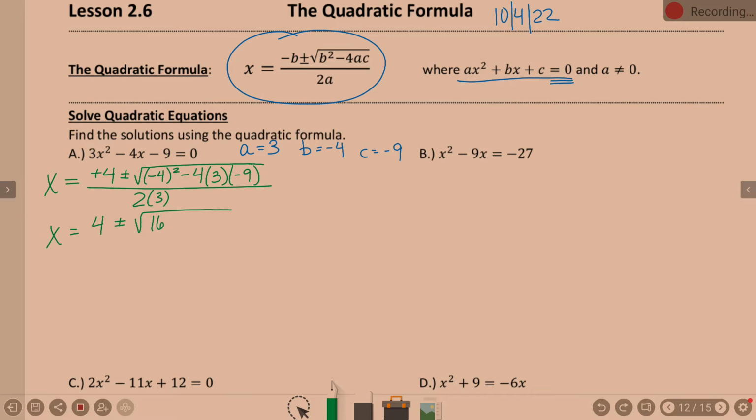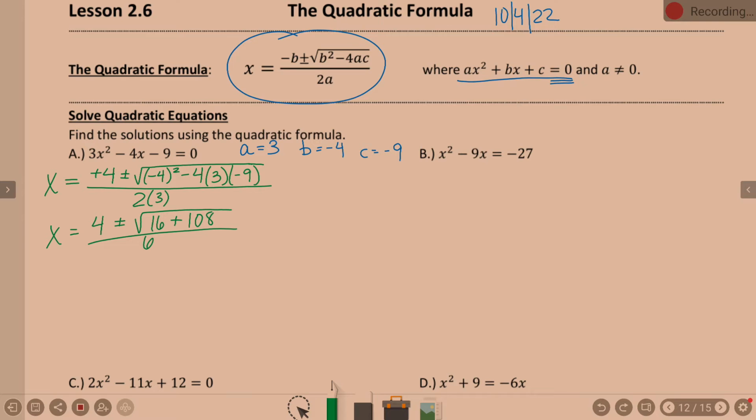Now, on this next part, it's minus 4 times 3 times negative 9. I tend to look at signs here. I have a minus, and I'm going to multiply by a negative. What sign is that going to end up being? That's going to end up being positive, yes? I'm going to end up having to add, because I have a minus and I'm going to multiply by a negative. And then 4 times 3 is 12. 12 times 9 is 108. All over 2 times 3, which is 6.